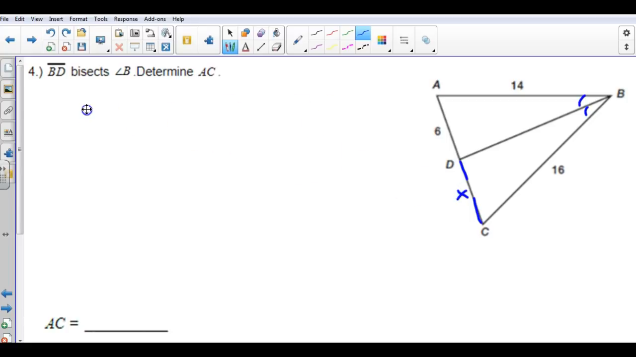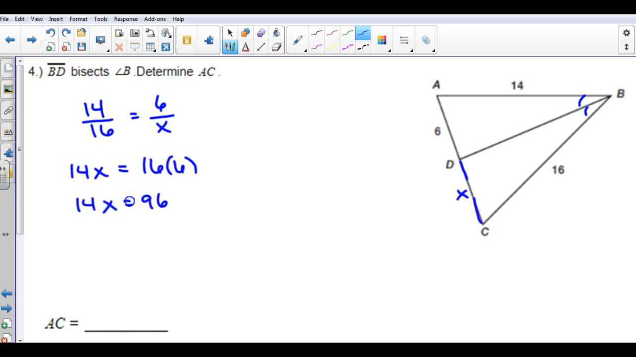And I'm going to write a proportion that says 14 over 16 is equal to 6 over x. And again, you could have also done 14 over 6 is equal to 16 over x. And you'd still end up with 14x is equal to 16 times 6. And that's 14x is equal to 96. So when I divide both sides by 14, I'm going to end up with a pretty ugly answer here, so I'm going to round to the nearest hundredth, and I get a value of 6.86.